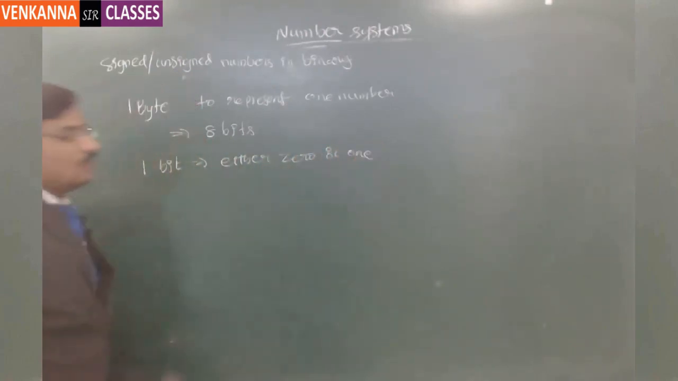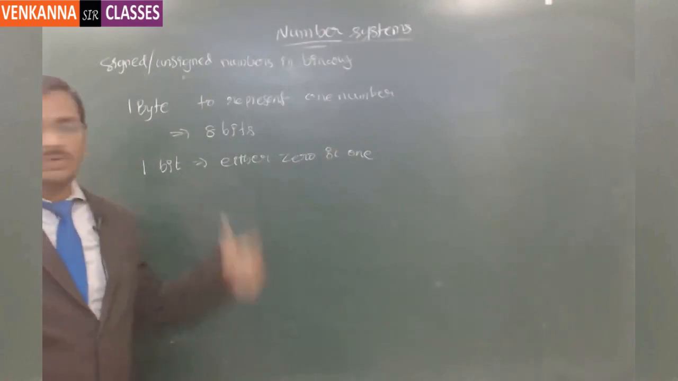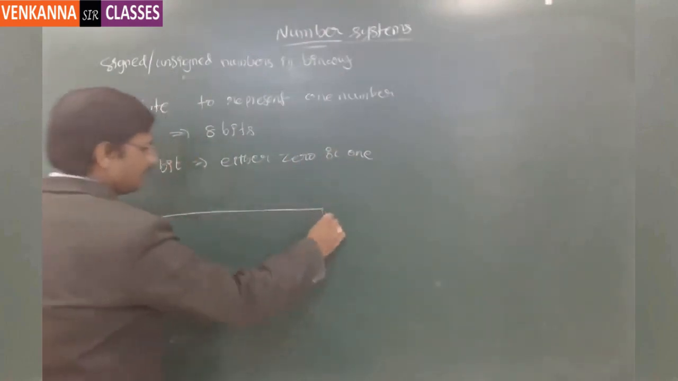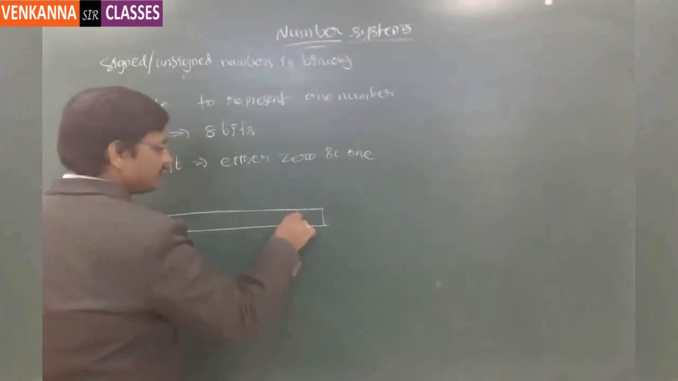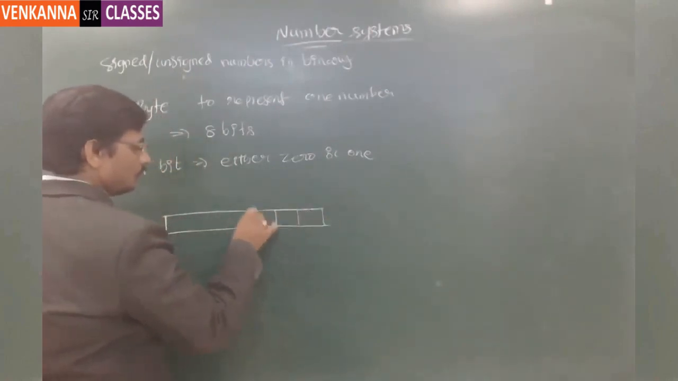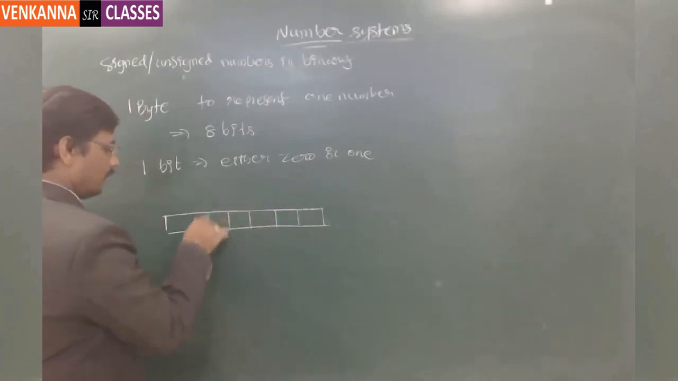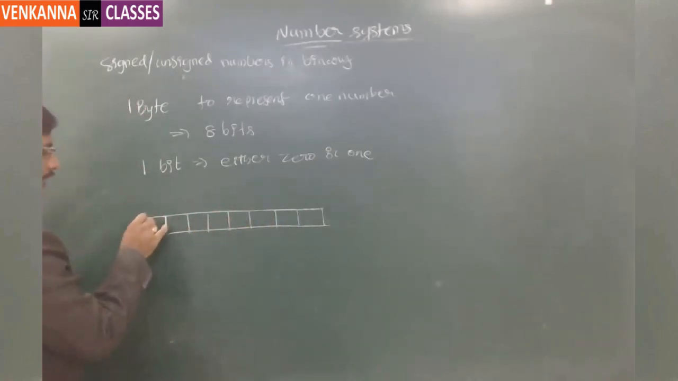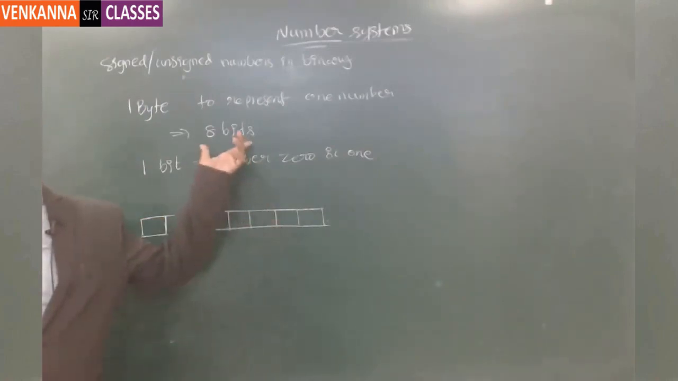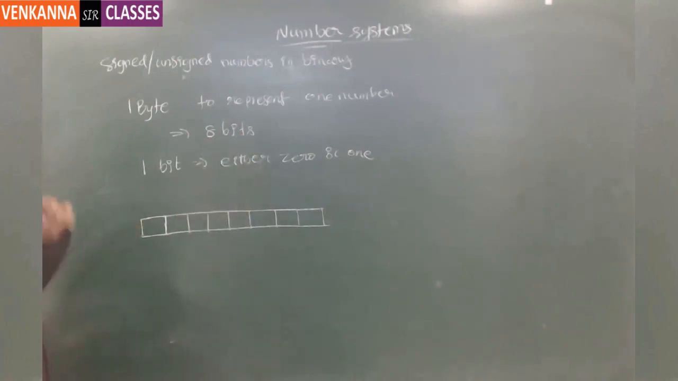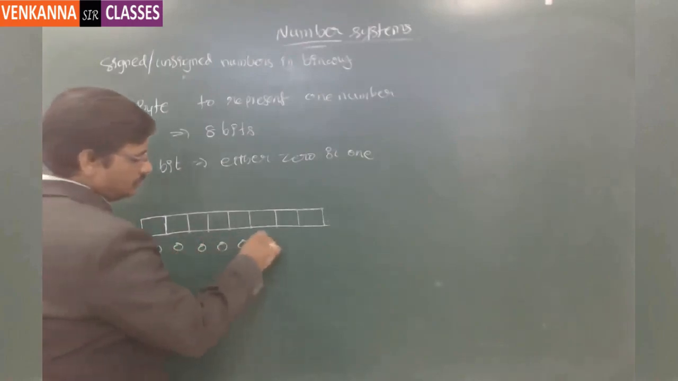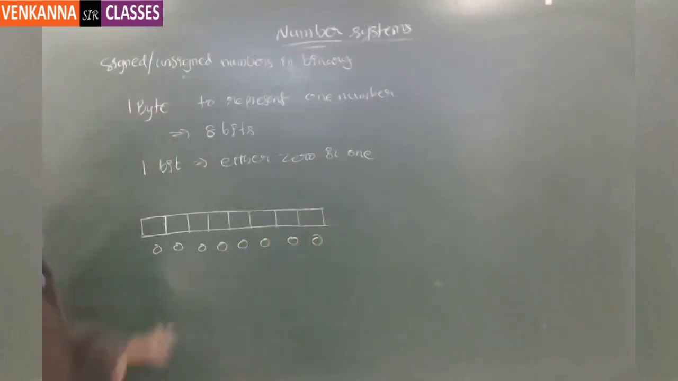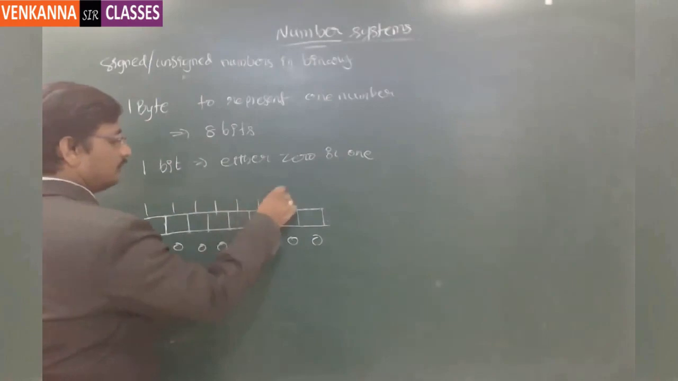Each bit will occupy one particular position. Usually if 1 byte is allocated, there are 8 different places allocated: 1, 2, 3, 4, 5, 6, 7 and 8. In 1 byte, the minimum value is 0, 0, 0, 0, 0, 0, 0, 0, and the maximum value I can make use of is 1, 1, 1, 1, 1, 1, 1, 1.